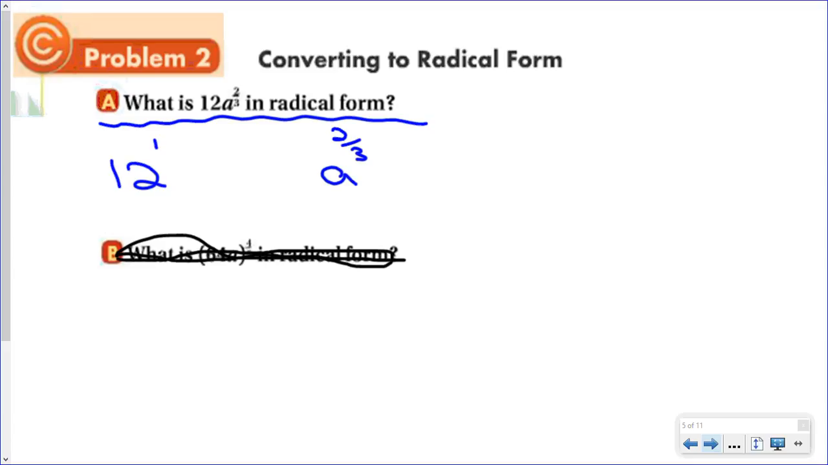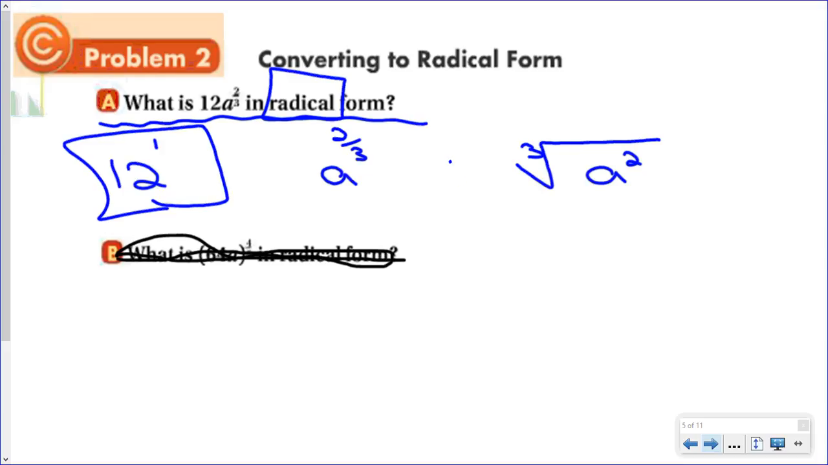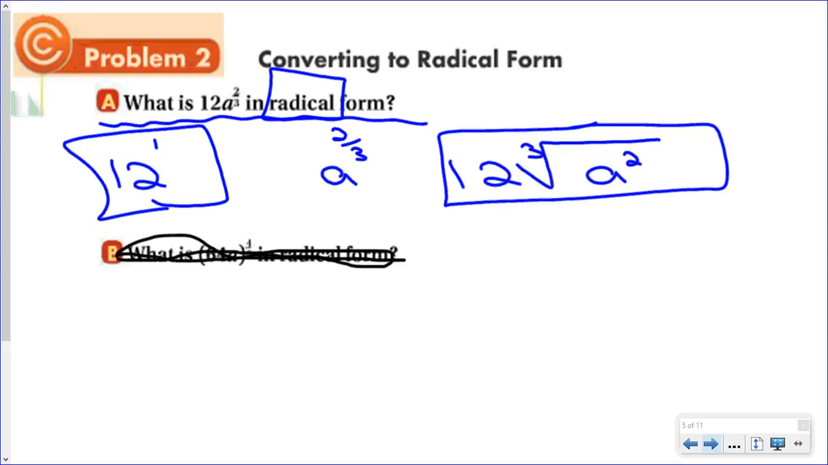But the a raised to the 2/3 power in radical form, and that is really the key here, radical form, you have yourself a radical with your base of a on the inside. The 2 goes up. The 3 is your index number. Now, the 12 just stays out front of the number. So your final answer would be 12, and then you'd have a squared inside the cube root of 3.